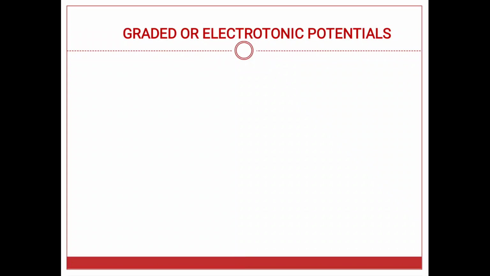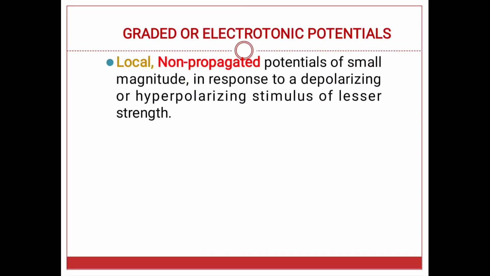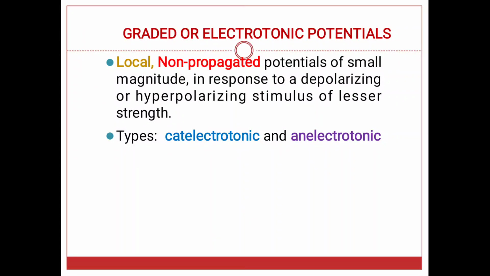So what is a graded or electrotonic potential? It is a local potential which is non-propagated. It is of small magnitude, and it can be in response to a depolarizing or a hyperpolarizing stimulus of lesser strength. This lesser strength is not strong enough to take the membrane potential across the firing level. So these membrane potentials do not reach the firing level. That is why they are known as local graded non-propagated potentials of small magnitude.